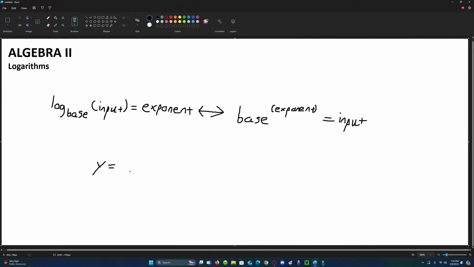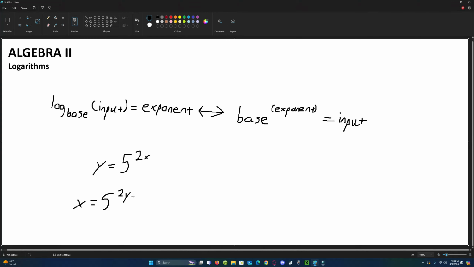And then for our last example, we have y equals 5 to the 2x. And we have to find the inverse of that. So firstly, we have to switch the variables. Okay, so we have x equals 5 to the 2y. Okay, the point is, we have this. The variables are switched, and now we need to make it into a log equation.